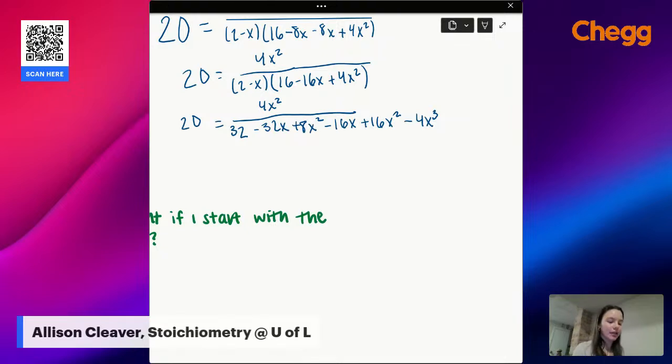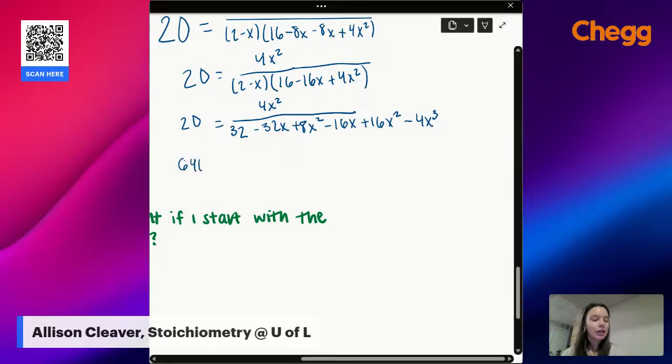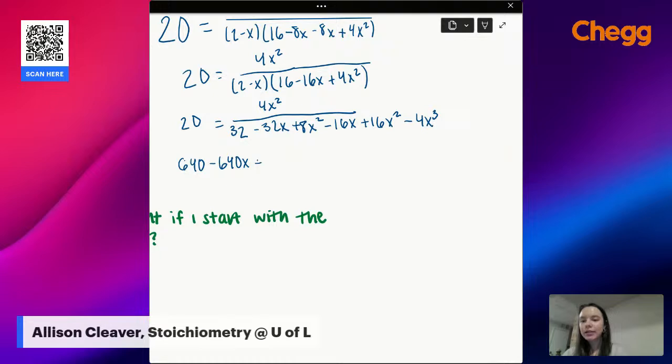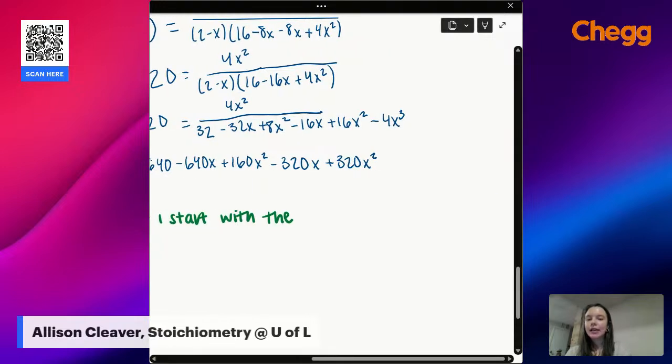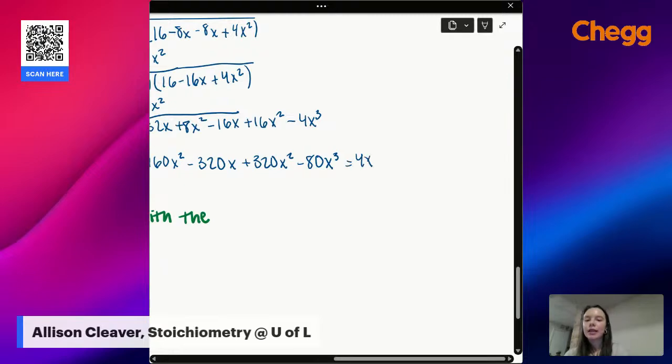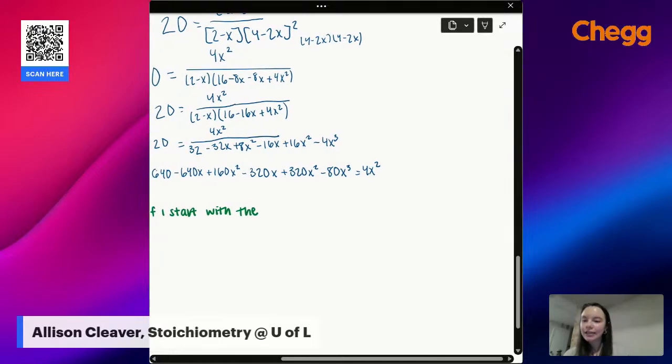So in our calculators, let's put 20 times 32, because I don't know that off the top of my head. We have 640 minus 640x plus 160x squared, and then minus 320x plus 320x squared minus 80x cubed equals 4x squared. Then I'm going to kind of simplify that left side again.